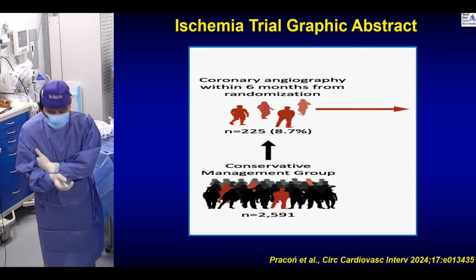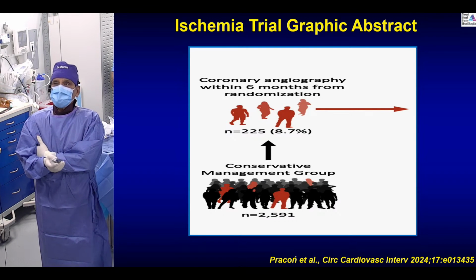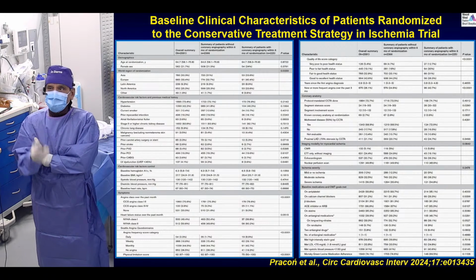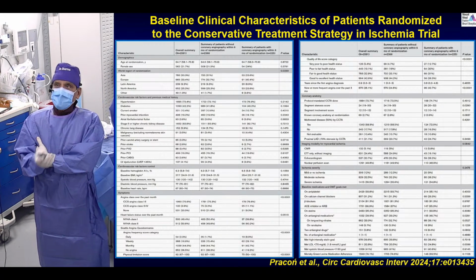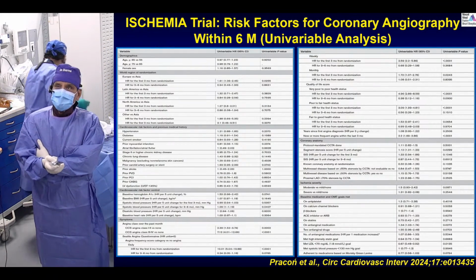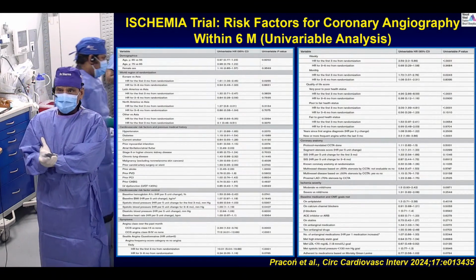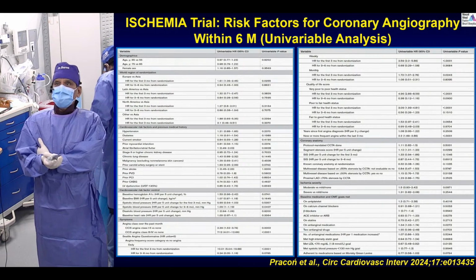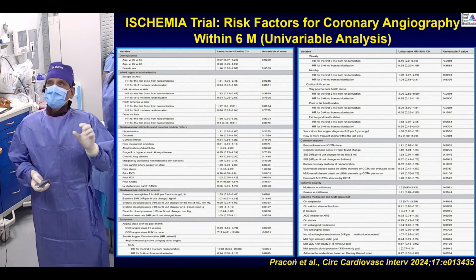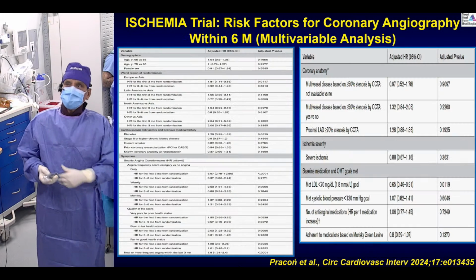So about 8.7% require angiography within 6 months. The question is, who are those patients? And there's a big list of various differences in the univariate characteristics in terms of procedural and patient characteristics, but we are concerned with the multivariate analysis, which shows the independent predictors, and these are here.